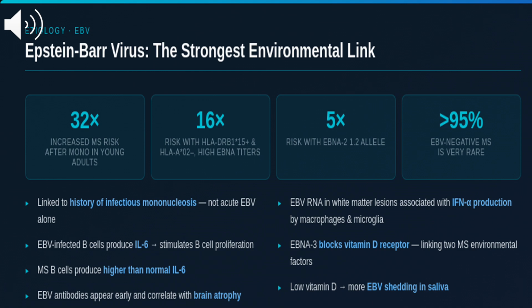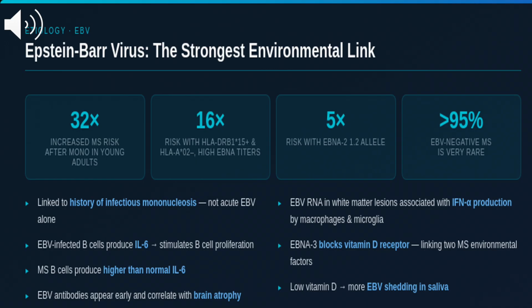If I were to ask you to name the single most important environmental factor in MS risk, the evidence now points overwhelmingly to the Epstein-Barr virus. Let me give you the remarkable numbers. Onset of infectious mononucleosis, the clinical syndrome caused by primary EBV infection in young adults, increases the risk of developing MS 32-fold. That is not a subtle association.